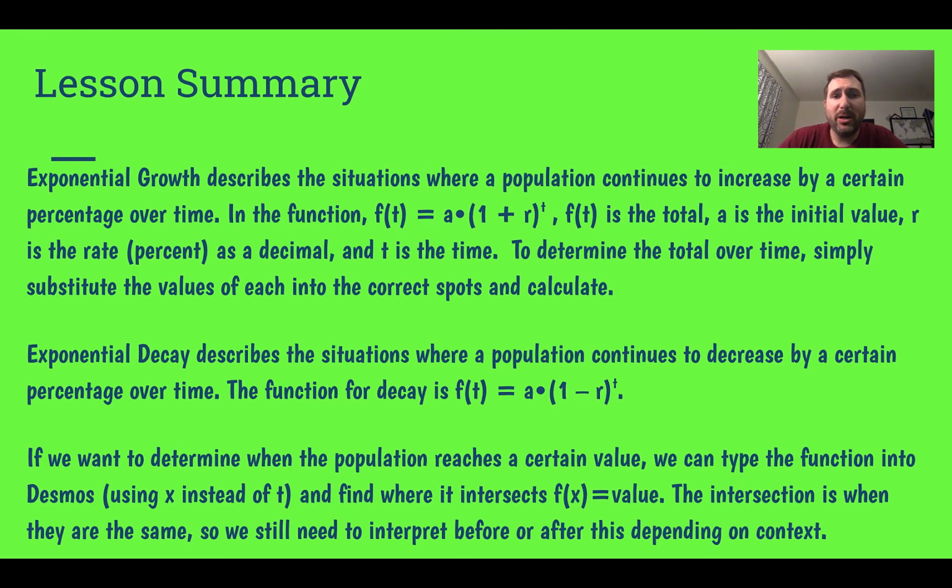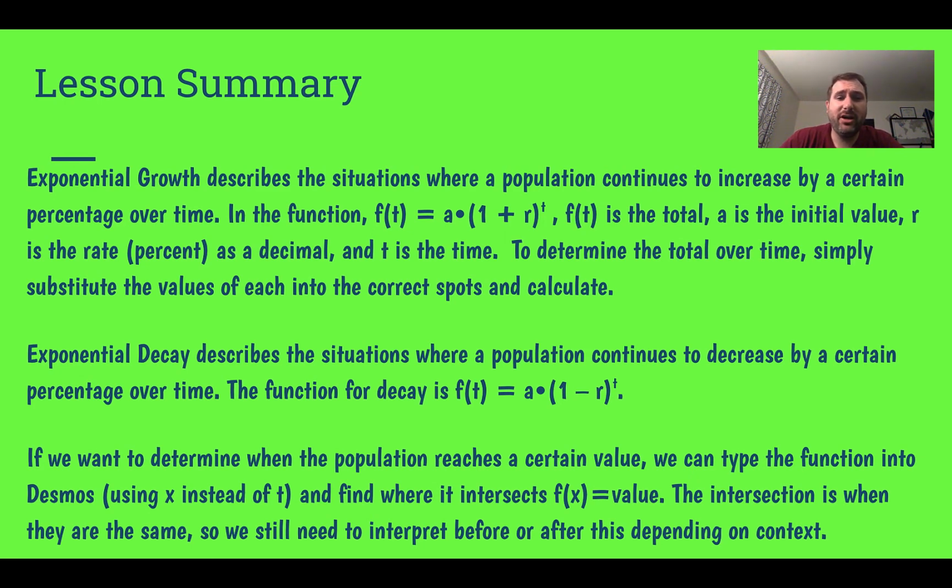In this lesson, we learned about exponential growth and exponential decay. Exponential growth describes a situation where a population continues to increase by a % over time. In our function, f of t equals a times (1 plus r) to the t power, we have f of t, which is your total, a is your initial value, r is your rate or %, write it as a decimal, and t is the amount of time that it took. If you want to determine the total, then plug in each of the values and calculate it out.